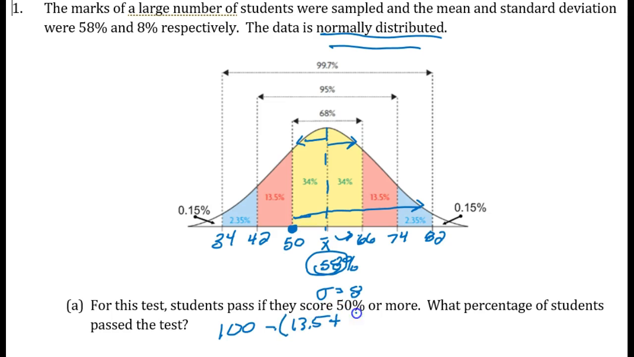So subtract 13.5, 2.35, and 0.15. So what we're going to do here is add these percentages and subtract it from the total. And by doing that, you'd find that 84% of the students had a mark of 50 or higher.